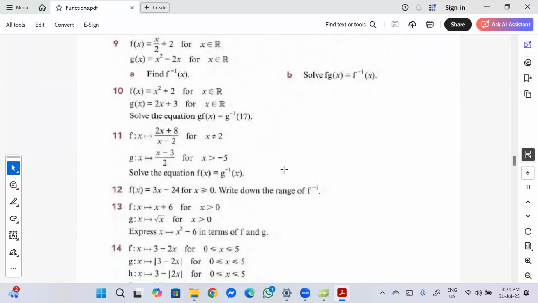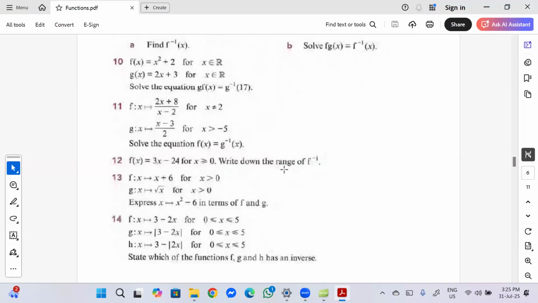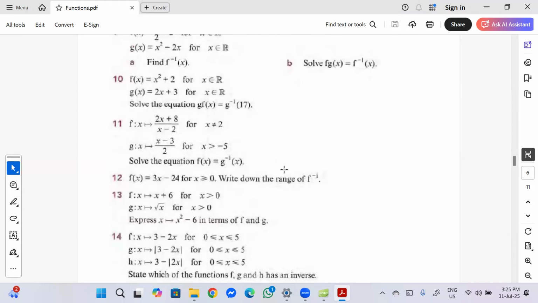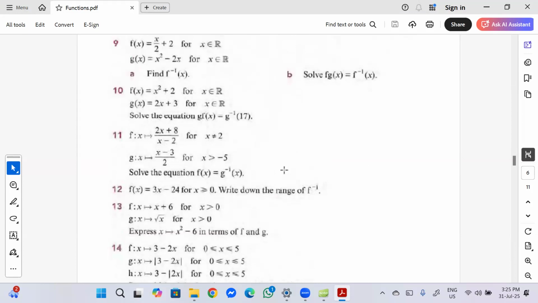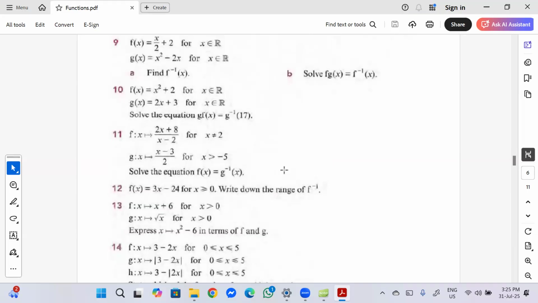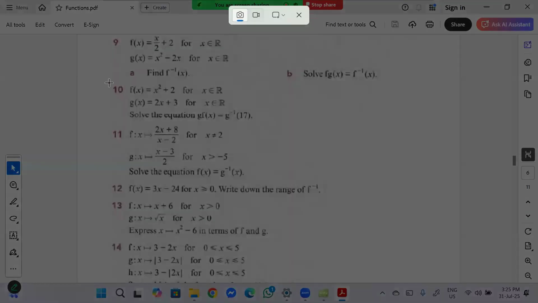In the next ones, there is a mix of composite and inverse functions. Okay, so let us try to find out number 11 and 10. I hope we can do them. In this one they ask us to find an inverse and also a composite function, and from there you need to solve the equation. So let us solve number 10.